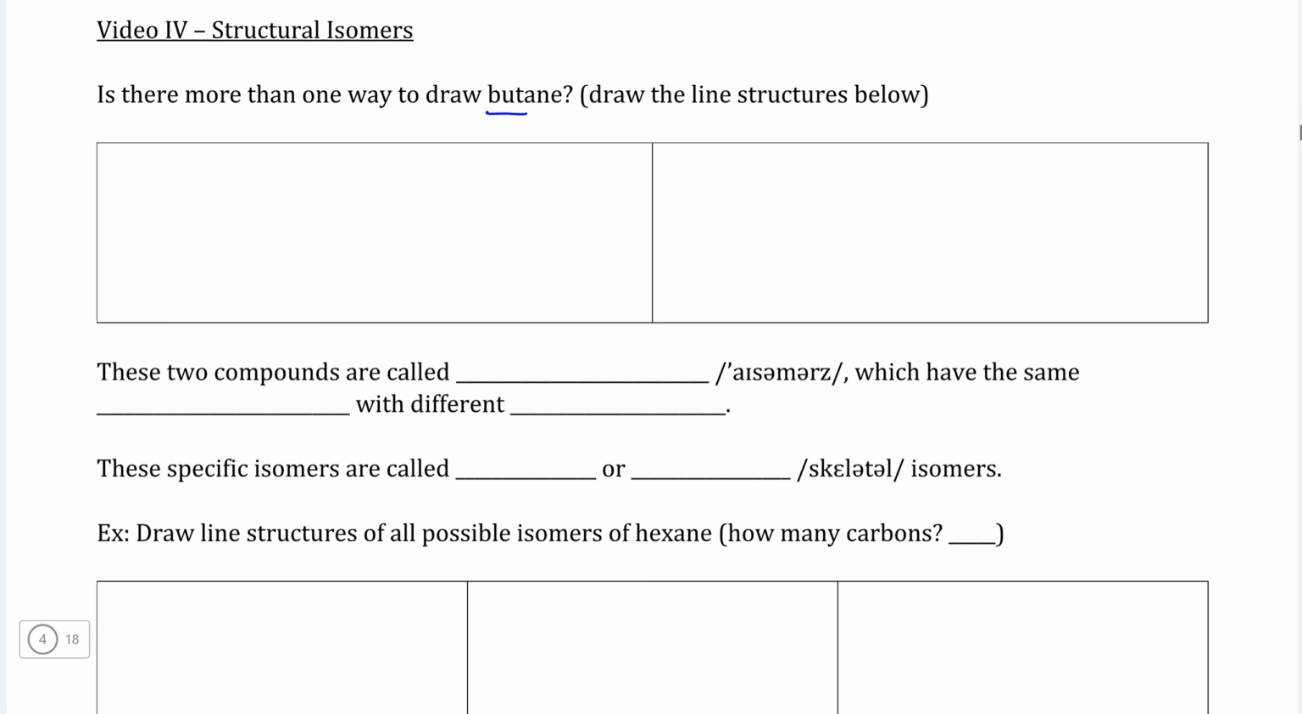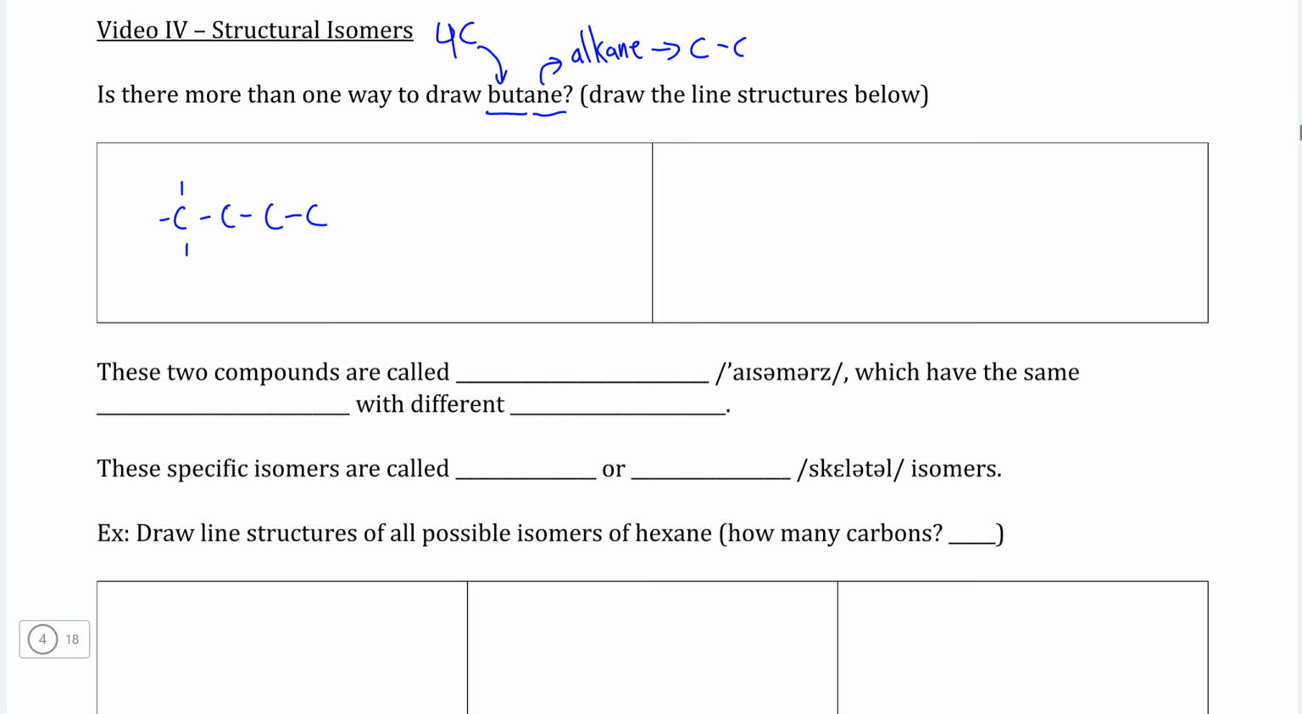From the prefix but, we remember that this is the prefix that means 4 carbons. So let's go ahead and represent the full structure like this, 4 carbons bonded to each other, and then from the suffix ane, we can identify that this is indeed an alkane, meaning that the only bonds that exist between the carbons are single bonds like this.